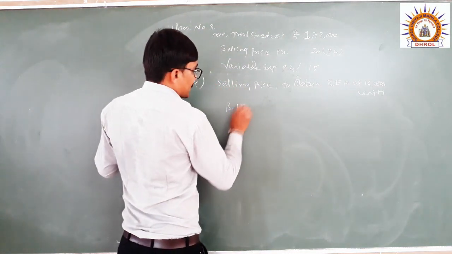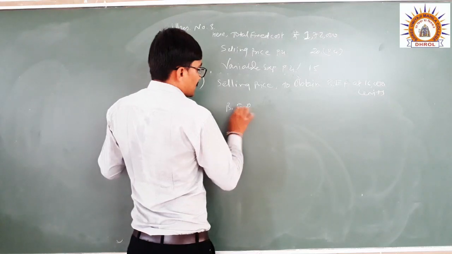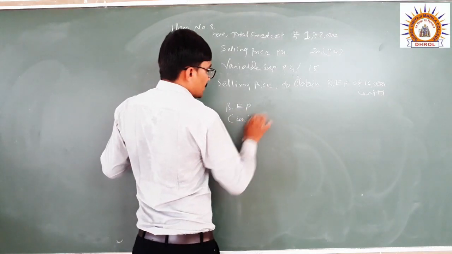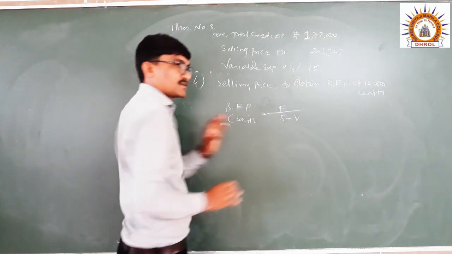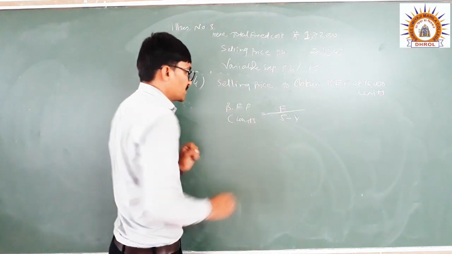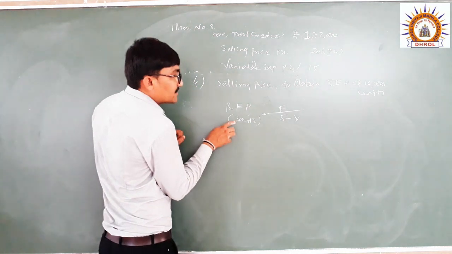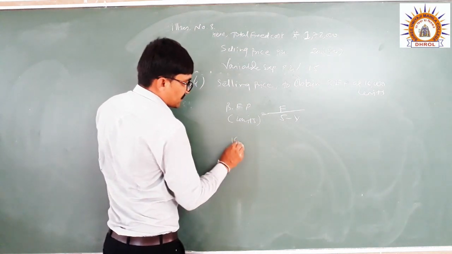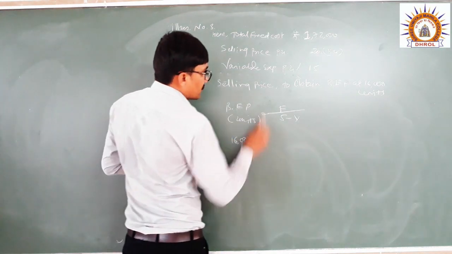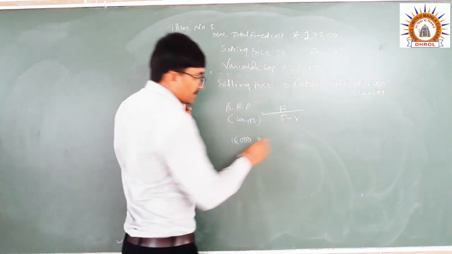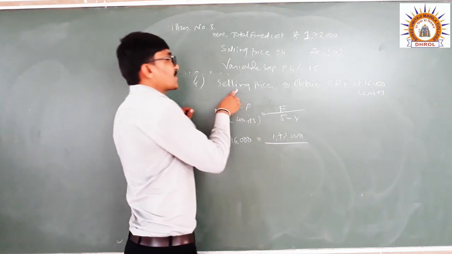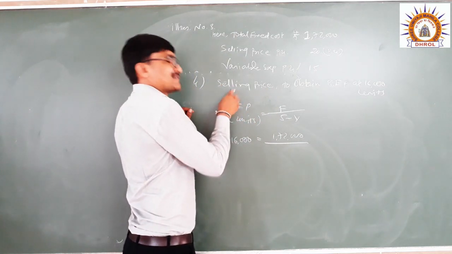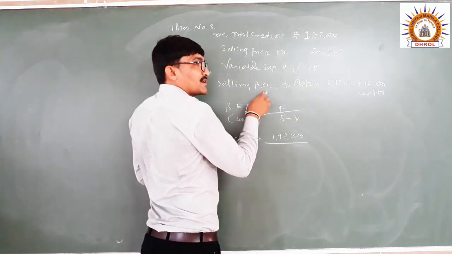The formula is like that. Simple, our formula: break-even point in terms of units is equal to F upon S minus V. Right? This is the formula to calculate the break-even point. And here you have been given this amount. So 16,000 units equal to F upon S minus V. The F amount is 1,72,000. And you are required to calculate S, and S stands for selling price.